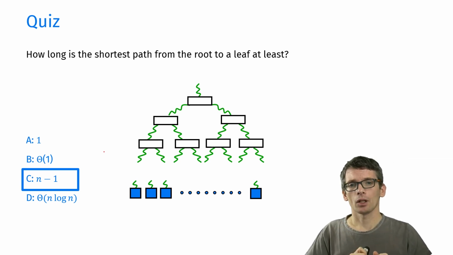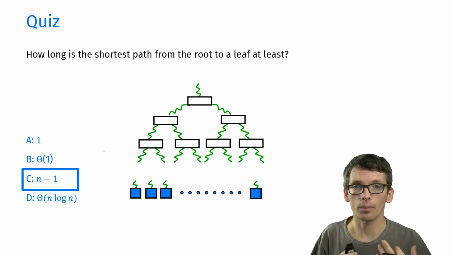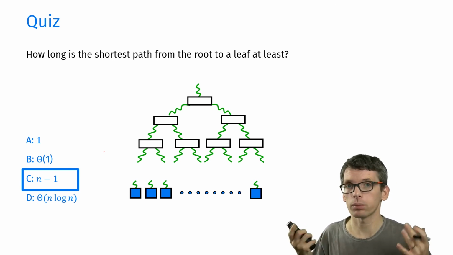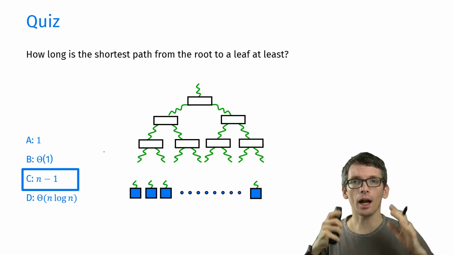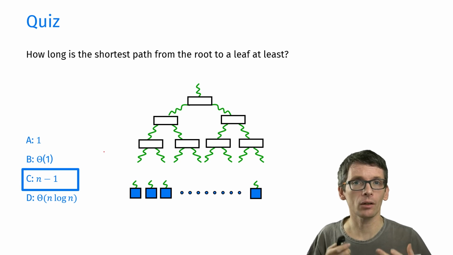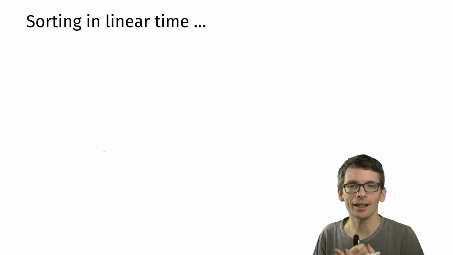Okay, that wraps up the part about lower bounds. Now here comes a bit of a surprise, possibly. Namely, after telling you that we need at least order n log n time for sorting, I'm now going to show you a linear time sorting algorithm.